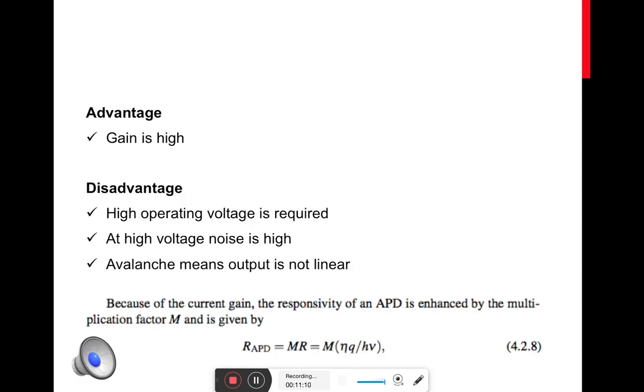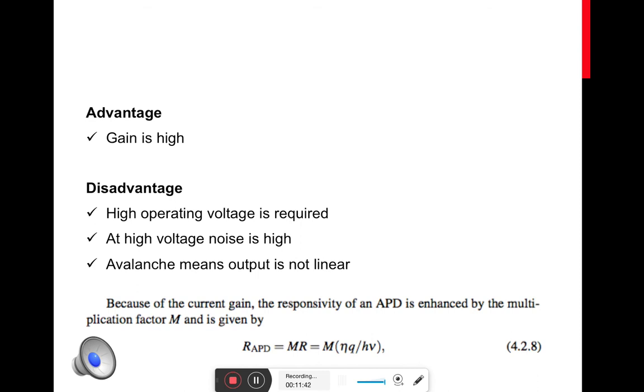Advantages of the avalanche photodiode: since we obtain a higher photocurrent, the gain is high. The disadvantage is that a high operating voltage is required, because the breakdown voltage is high, and we are applying the reverse bias near the breakdown voltage. There is also high voltage noise. Avalanche means the output is not linear, so for this avalanche photodiode the output is non-linear.